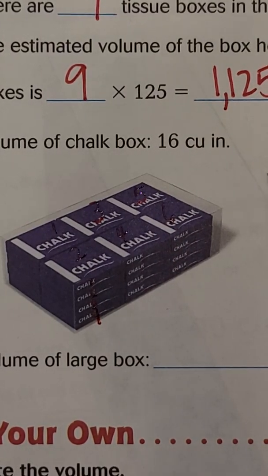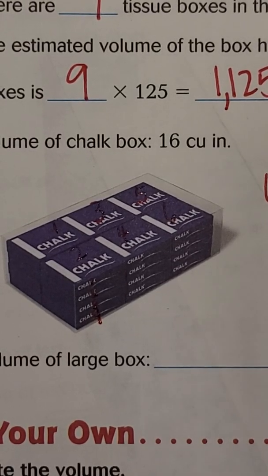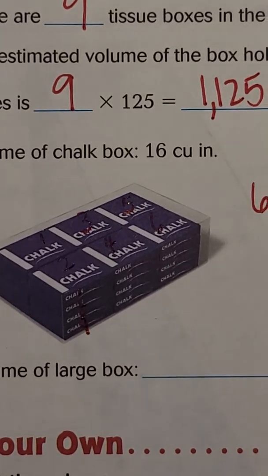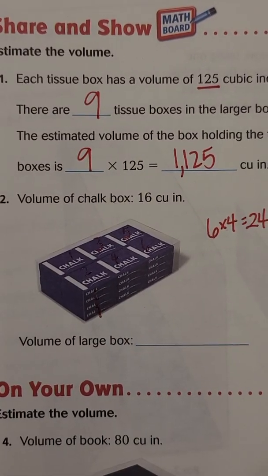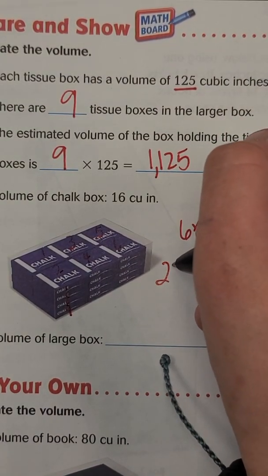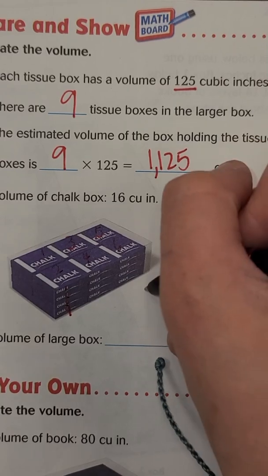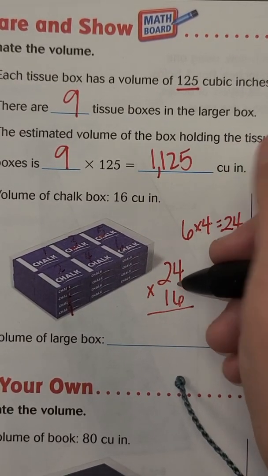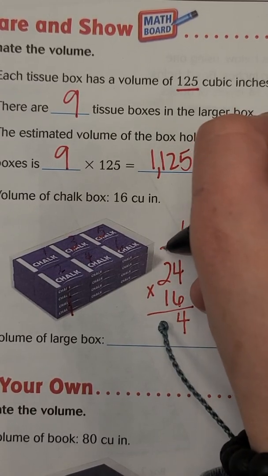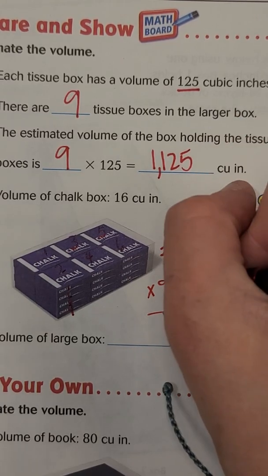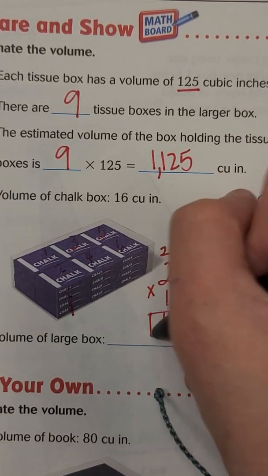So 6 times 4 equals 24. Okay, so then we multiply our 24 times 16, because that's what each box's volume is. So 24 times 16. We know that 4 times 6 is 24. Put down my 4, regroup my 2. 6 times 2 is 12, 13, 14. Put down my 4 and my 1.